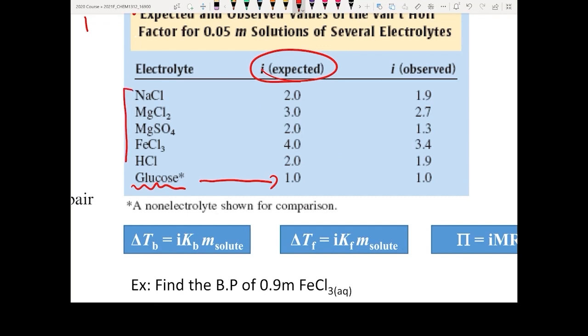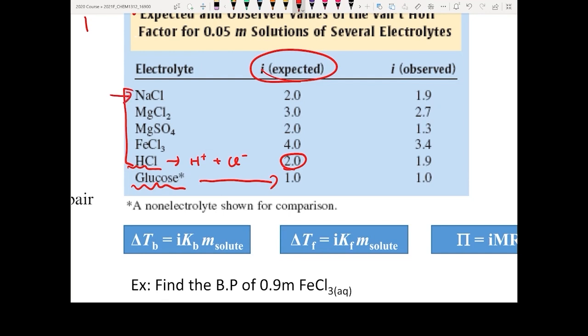Then we can start to talk about the electrolyte. All the things I highlight here are electrolytes. What is HCl? An acid, right? Is an acid an electrolyte? Yes. Once it dissolves in water, it's going to become H+ and Cl-. Even though you just dissolve one HCl, you produce two charged species. So that two is the so-called Van Hoff factor.